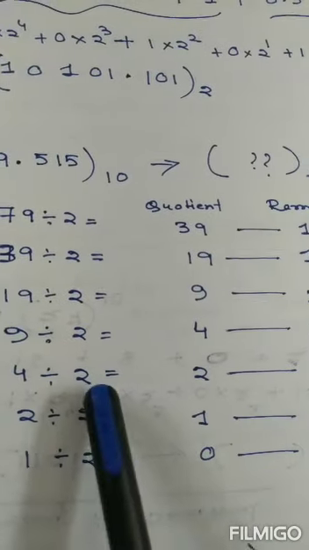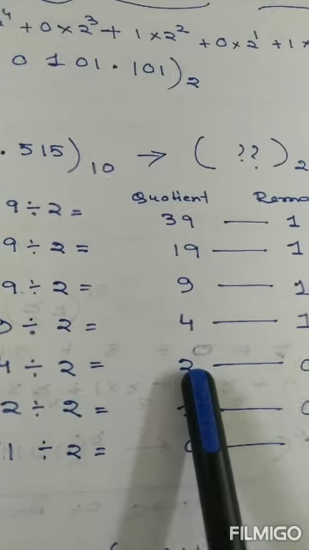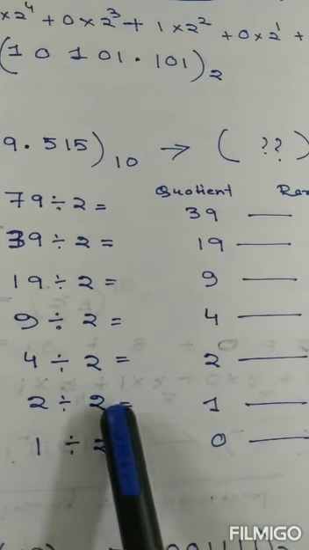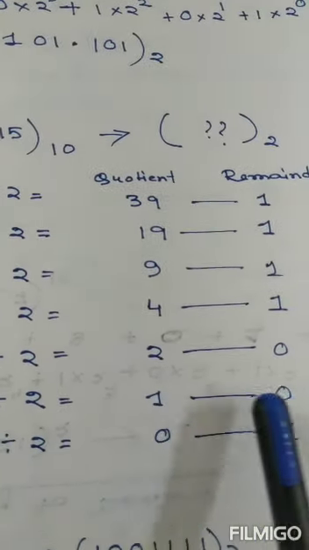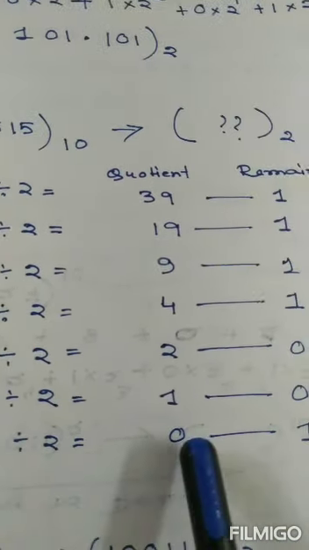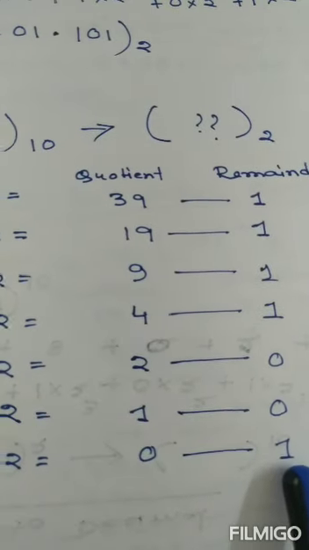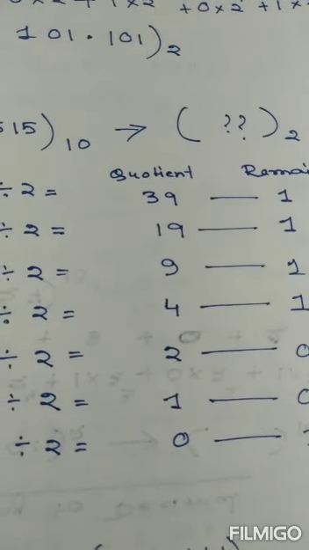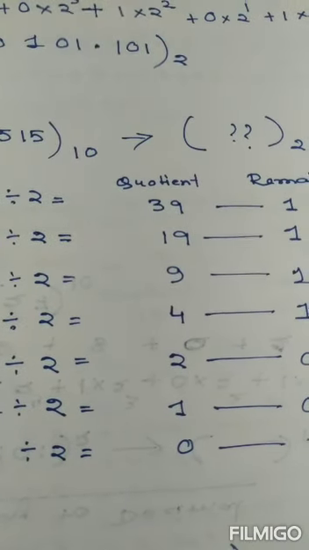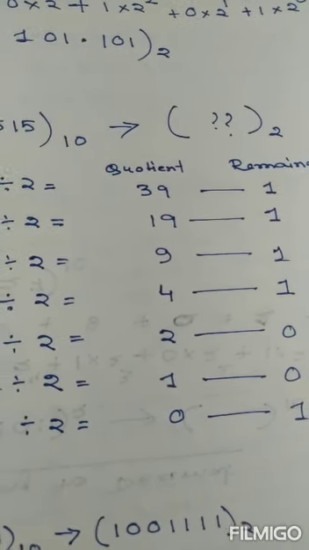Then 4 divided by 2, that is quotient is 2, remainder is 0. Now 2 divided by 2, that is quotient is 1, remainder is 0. Now 1 divided by 2, that is quotient is 0, remainder is 1. When we get the quotient value 0, then we'll stop.